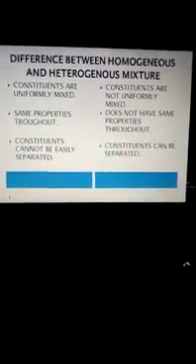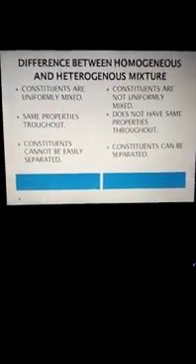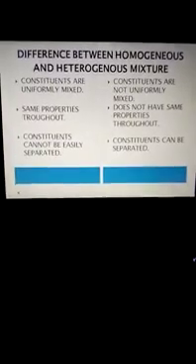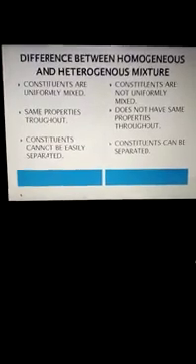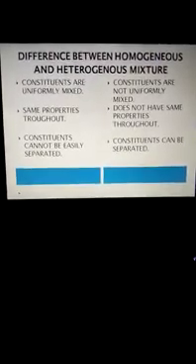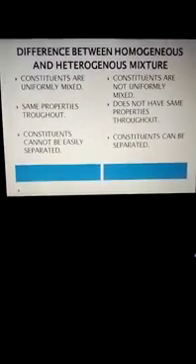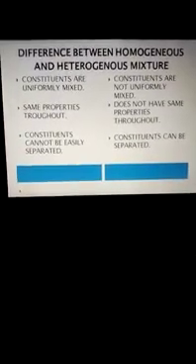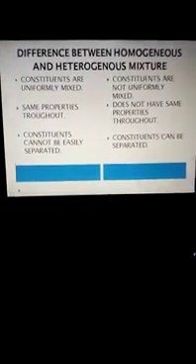So, we can easily understand by differentiating between homogeneous and heterogeneous mixtures. A homogeneous mixture is one in which the constituents are uniformly mixed. Like if you take sugar and dissolve it in water, throughout the sugar solution or salt solution, the taste of that solution will remain the same. That means it is a homogeneous solution in which the constituents are dissolved uniformly throughout.